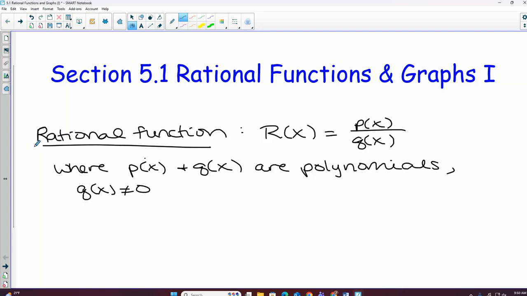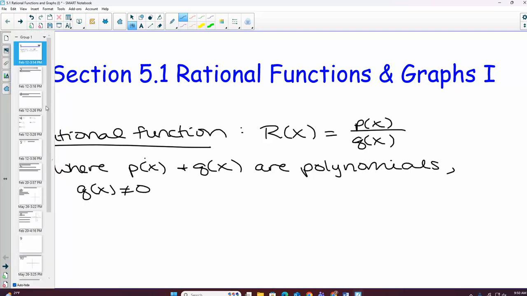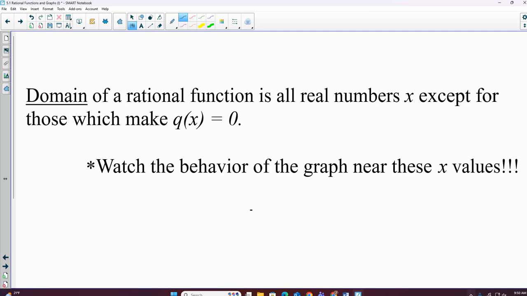So your domain, the things x can be, is everything except the numbers that make the bottom 0. And those are going to be the places where our graph does funny things. The majority of what I'm talking about today is finding the domain of a rational function. And all we do is look at the denominator. You do not need to reduce the fraction first. It doesn't have to be in lowest terms, because the graph is slightly different if it's reduced versus not reduced. So we don't have to do anything except figure out when the bottom is 0.